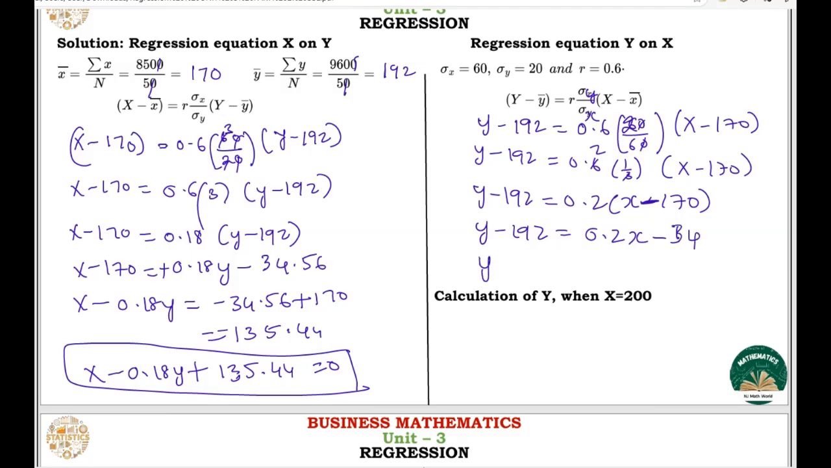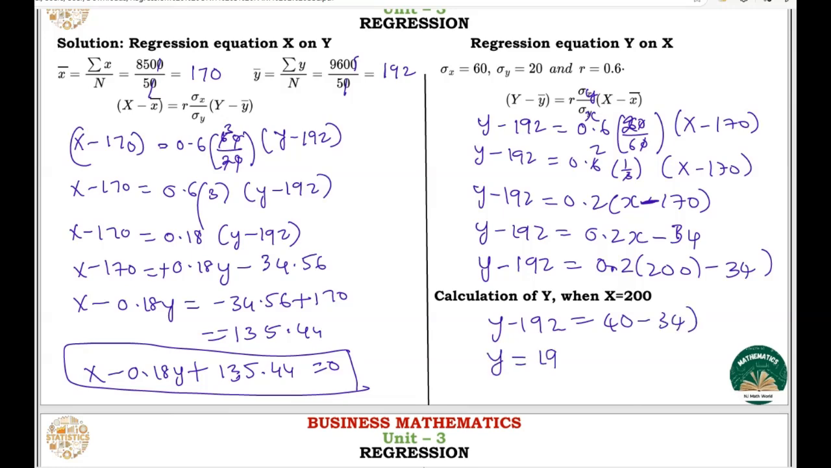So y minus 192 is 0.2 into 200 minus 34. If you multiply 0.2 into 200, we get 40. Y minus 192 equals 40 minus 34. 40 minus 34 will be 6. The 192, as I said, goes to the other side and becomes plus. 6 plus 192, so y will be 198.